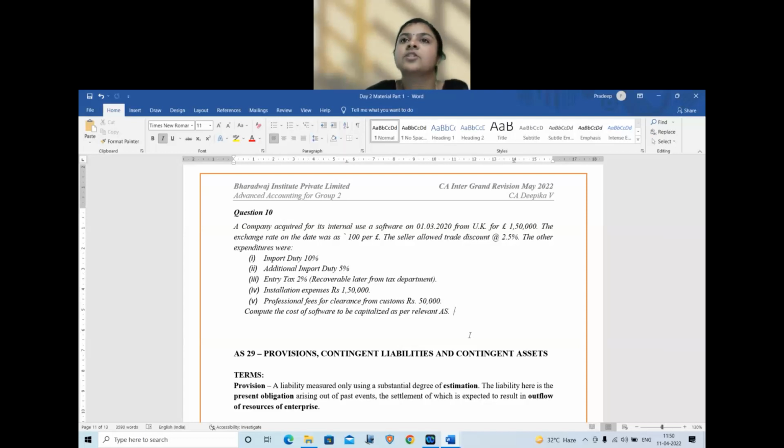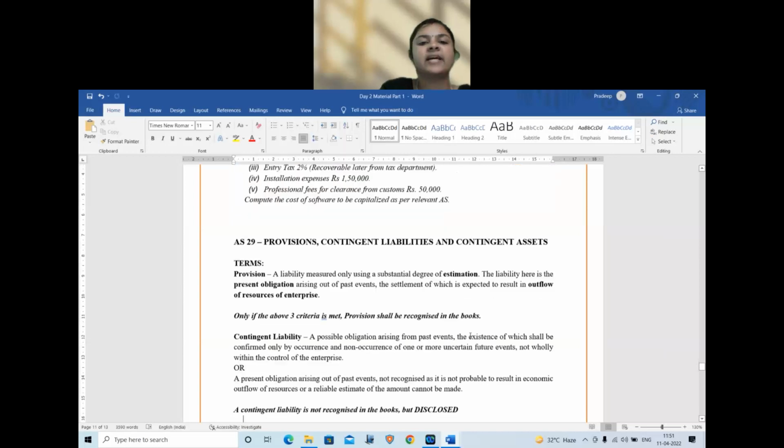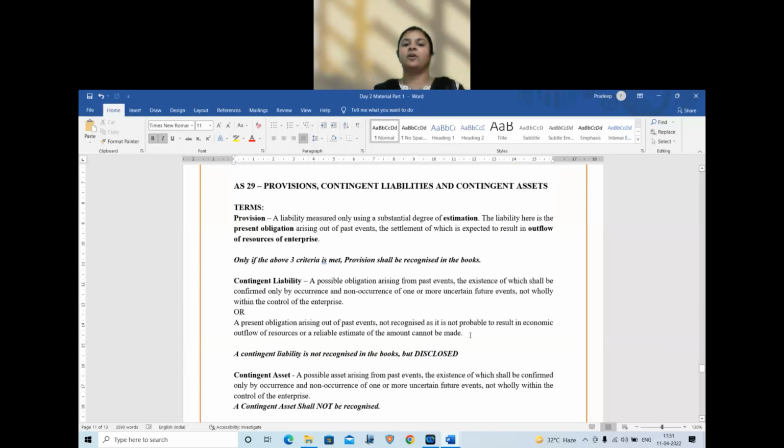Right. So shall we move on to the next standard? Another simple standard. AS 29. Provisions, contingent liabilities and contingent assets. Theoretically simple, practically complicated, but for us theory is what we are going to do. In this standard, we are going to be discussing three terms: provisions, contingent liability, contingent assets. If we are clear with these three terms, the standard is done.